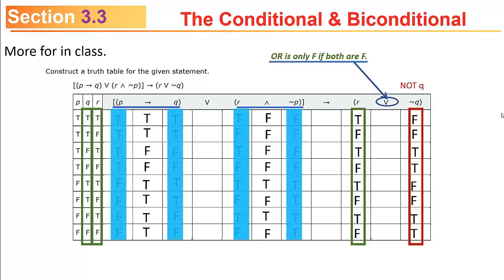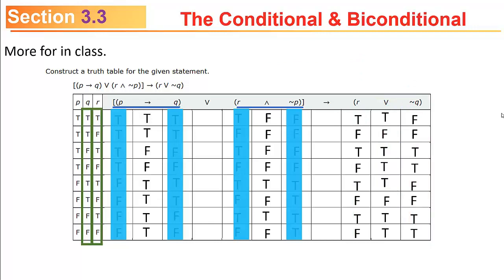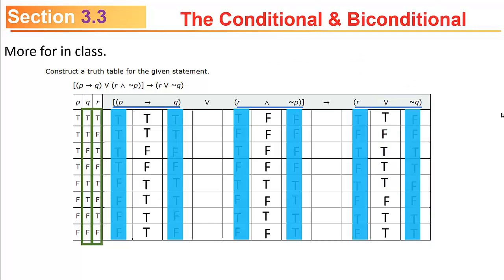And then I notice I have an OR. An OR is only false if they're both false. So if I scan down through there, I see two cases where they're both false. So that makes a false. Everything else will be true. And again, the R and the not Q column have been used up, so I'll sort of shade them out so your eyes don't focus on them anymore.